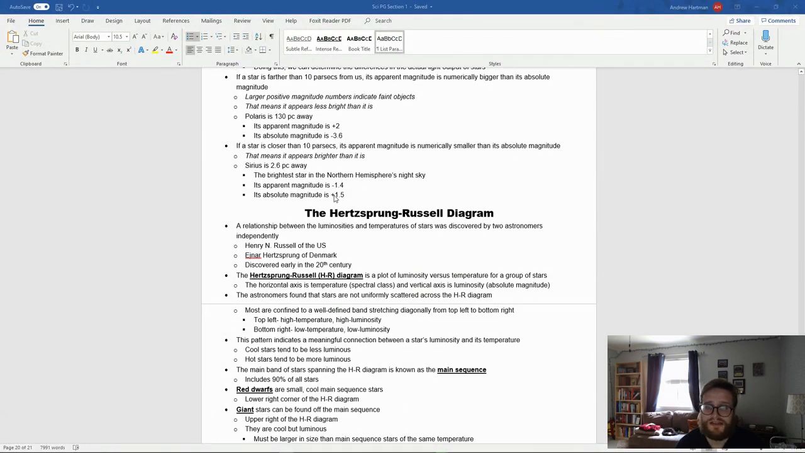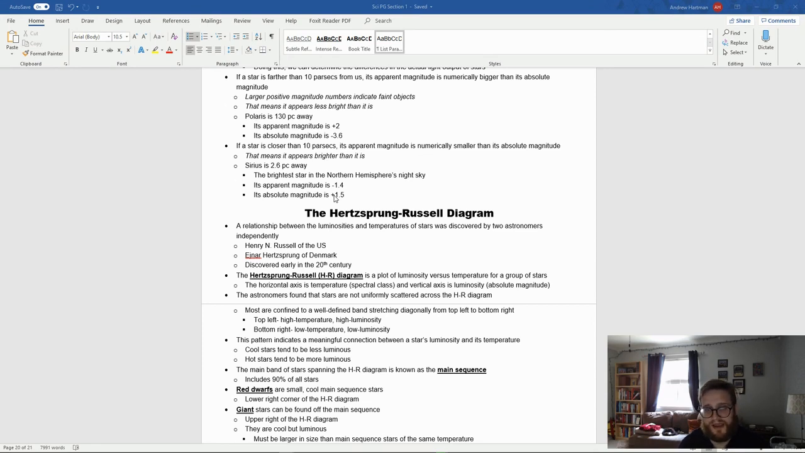If a star is closer than 10 parsecs, then its apparent magnitude is going to be smaller numerically than its absolute magnitude, which of course means that it appears brighter than it actually is. Sirius, for example, the brightest star in the northern hemisphere's night sky, is 2.6 parsecs away. So it's less than 10 parsecs.